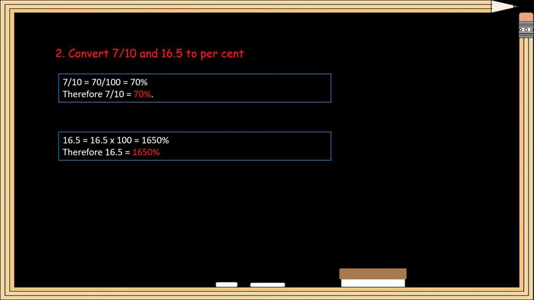Yeah, so here we have 16.5. Now when we multiply it by 100, the point shifts 2 places to the right, because 100 has 2 zeros. So the point will shift 2 places to the right.